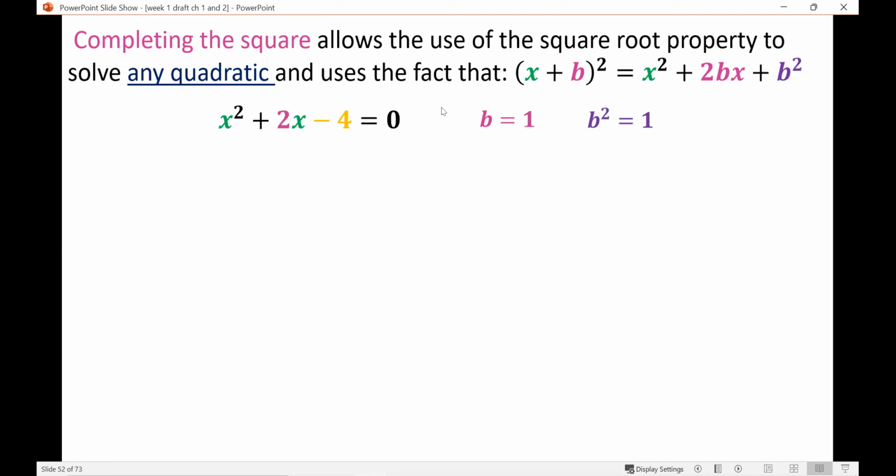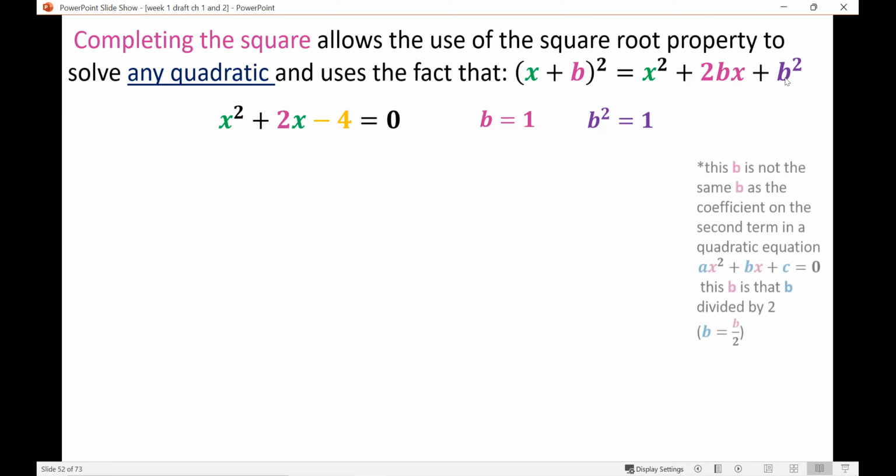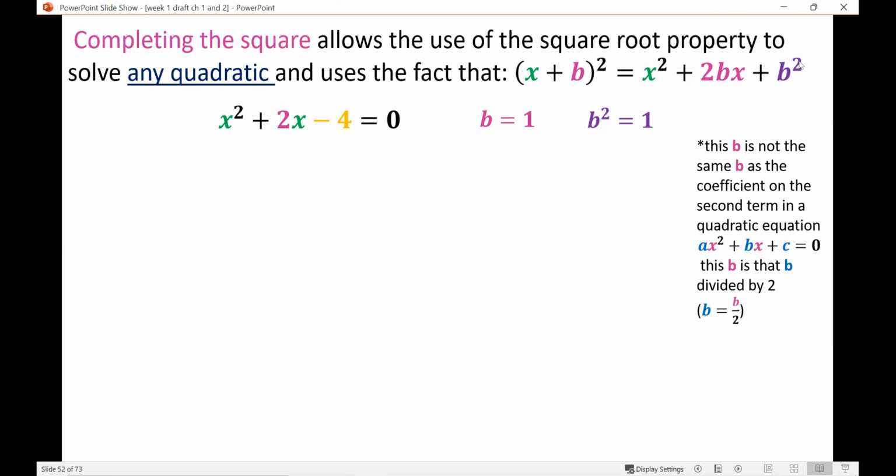So let me show you how this works. Here we've got our equation x squared plus 2x minus 4 equals 0. All right, in this case, our b term, right? So b, notice, is half of the coefficient on the x. So in here, the coefficient on x is 2. So if we divide it in half, our b is 1. And then if we square that, b squared is 1. So that tells us that the constant term that we need is going to be 1.